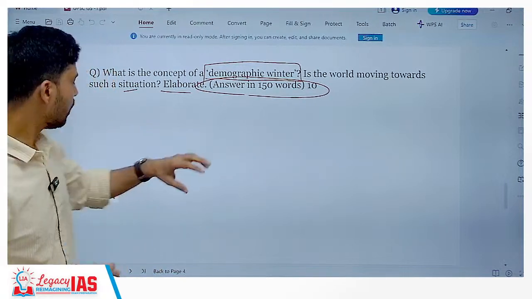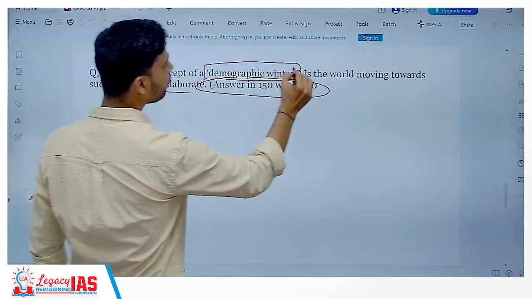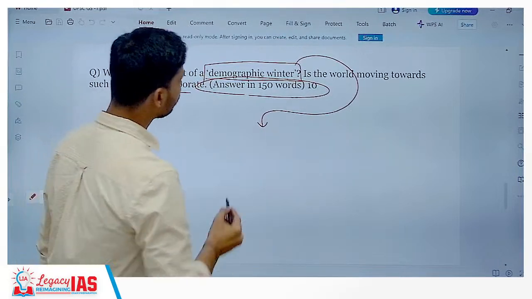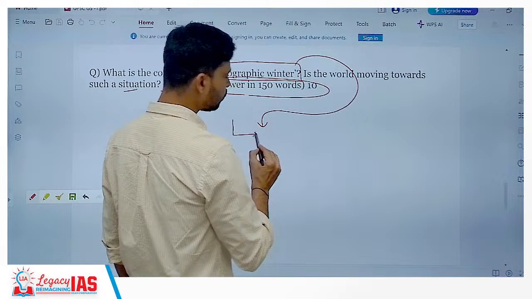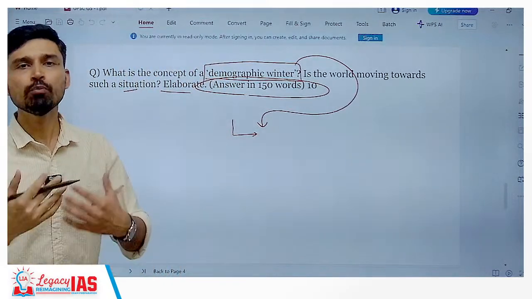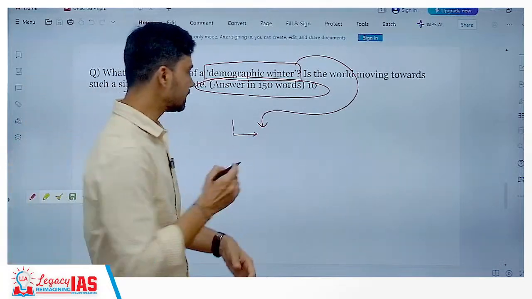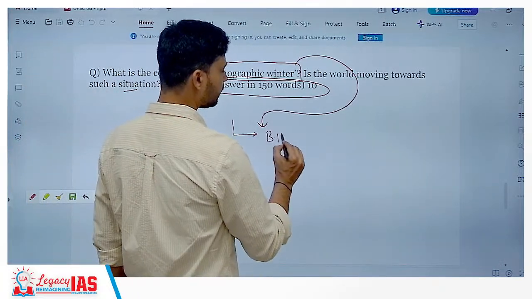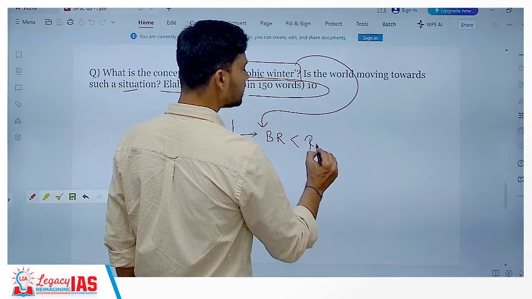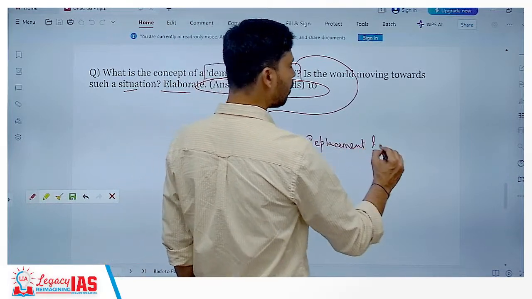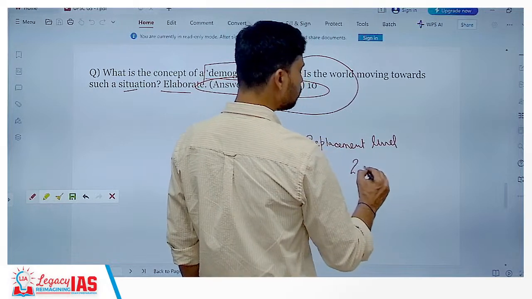So if we talk about the concept of demographic winter, first of all you can start by explaining what demographic winter is. Demographic winter refers to a situation when the growth rate of population is almost negative. In other words, we can say that the birth rate is below the replacement level of population, and the replacement level of population is considered to be 2.1.